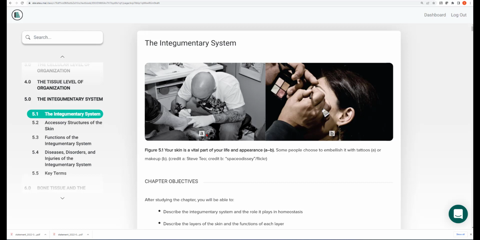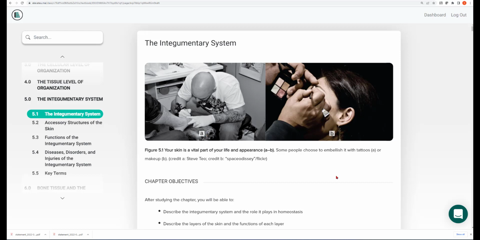Up until now, we've been covering those hierarchy levels of complexity, starting with atoms up to molecules, up to organelles and cells, and then tissues. And now we're at our first organ, that is the skin, and our first organ system, the integumentary system.